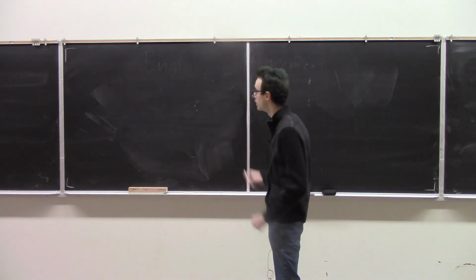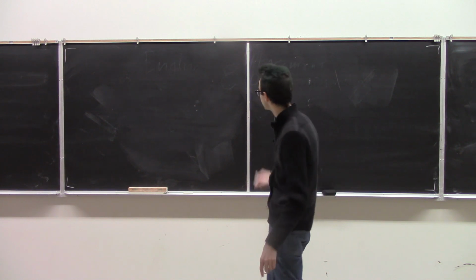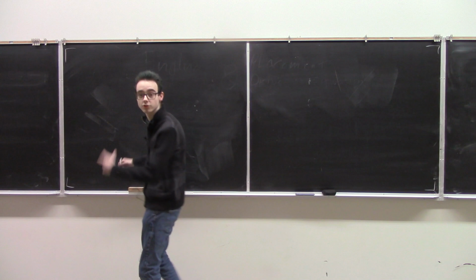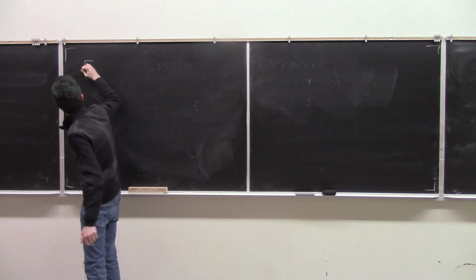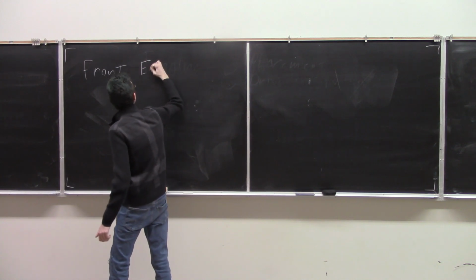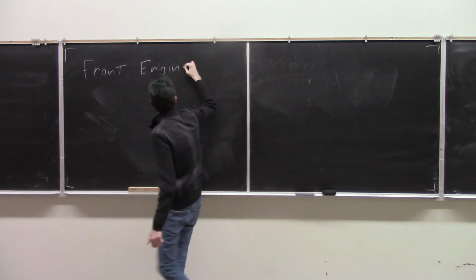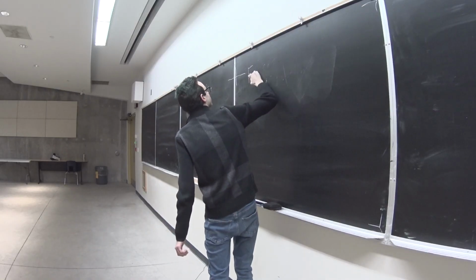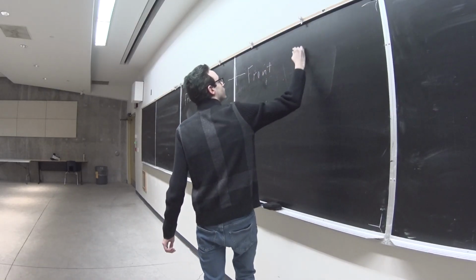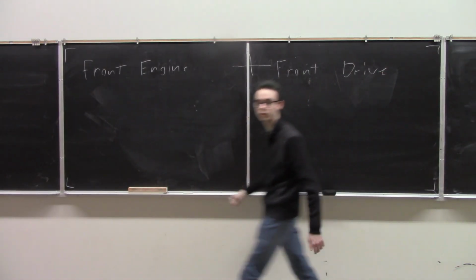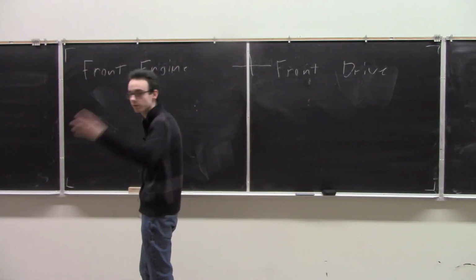Anyways, we're going to start with engine placement. So, very simple. We're going to start with the most common engine placement and drive configuration, which is known as, we're going to do it on this board, front engine and front drive. So front engine means the engine is in the front of the car.